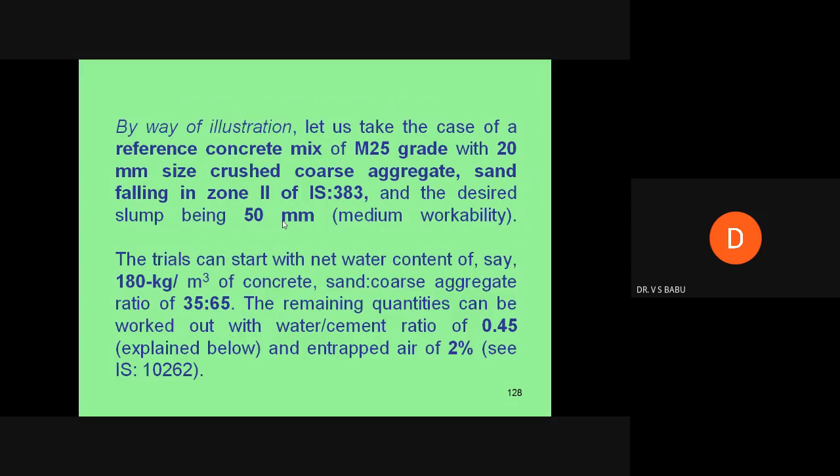But in normal structural concrete, 50 mm nowadays is not accepted. They require at least a minimum 100 mm slump. If the slump is less than 100 mm, they simply say, no sir, this concrete slump we can't compact.